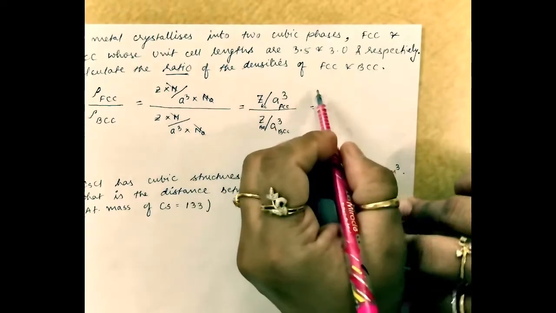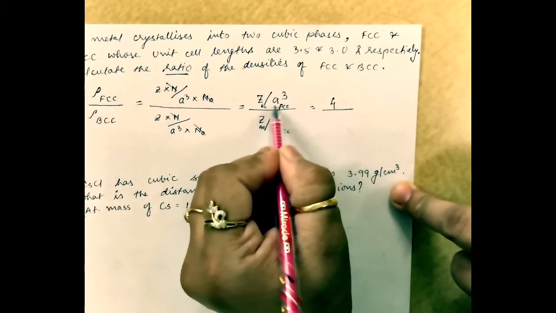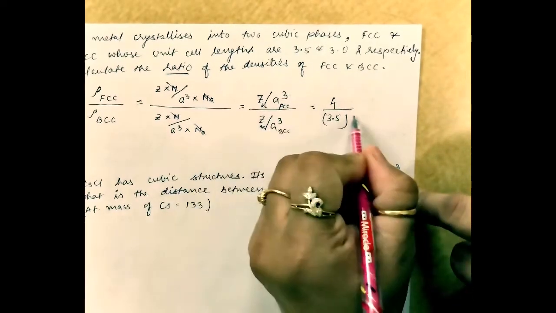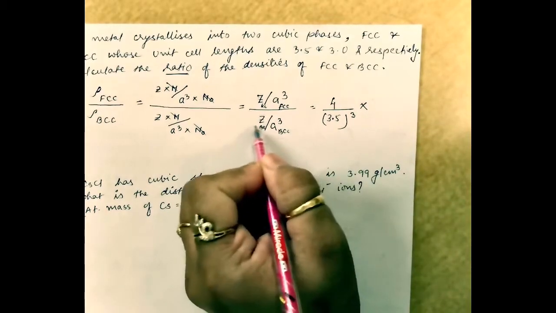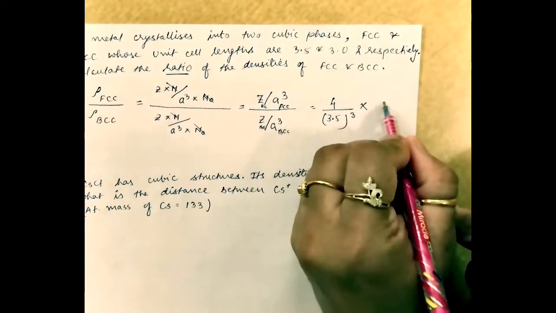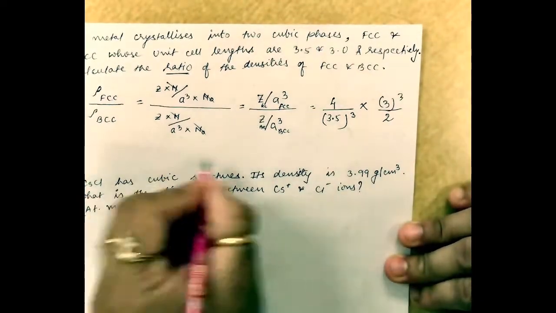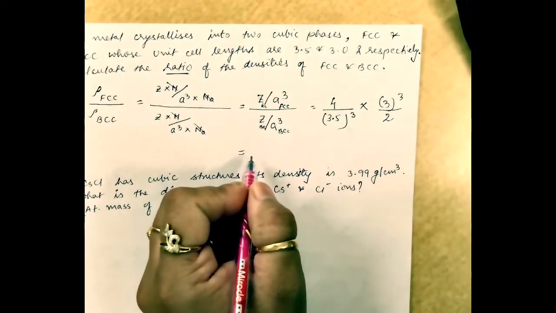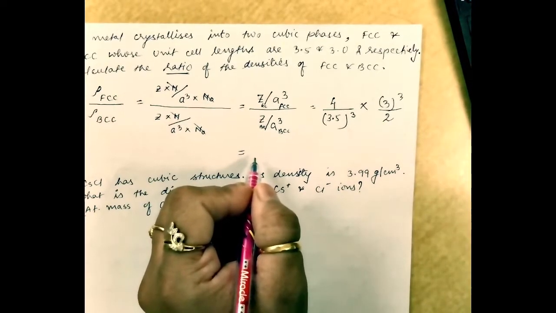So you know the value of Z for FCC is 4 divided by the value of A, which is given to you here, is 3.5, and don't forget, again I'm telling you, put cube, so it is 3.5 cube, into, this is in the division, so Z divided by A cube would be above, so it is 3.5 cube divided by 2. And finally on calculating, students, you will get, let me see, 3 3 9 is 27, into 4 divided by 3.5 divided by 3.5 divided by 3.5 divided by 2.